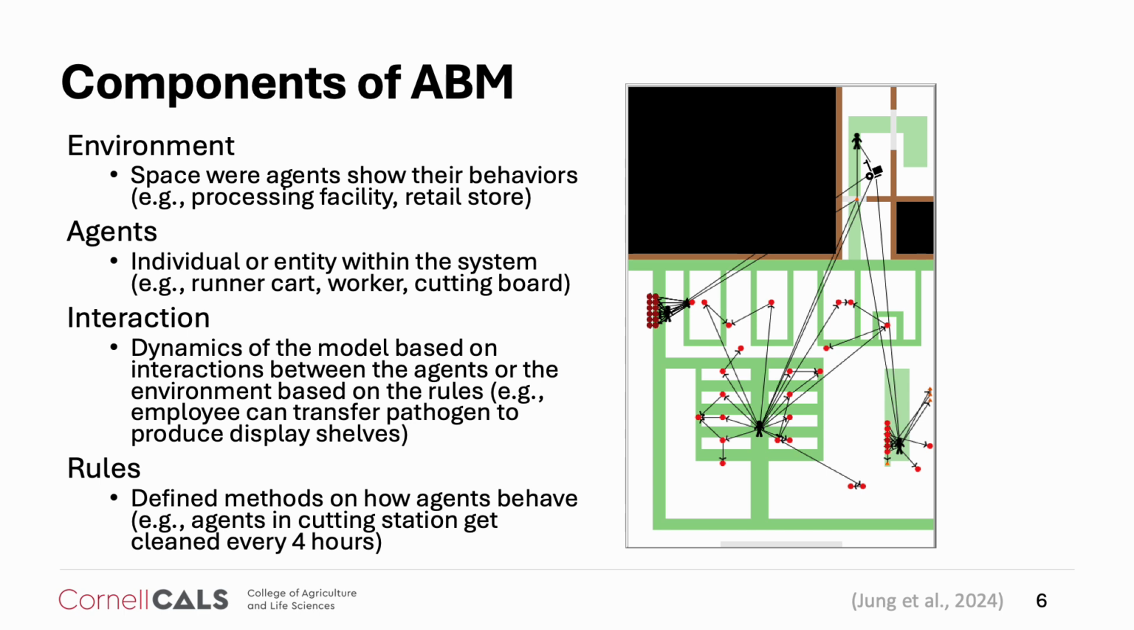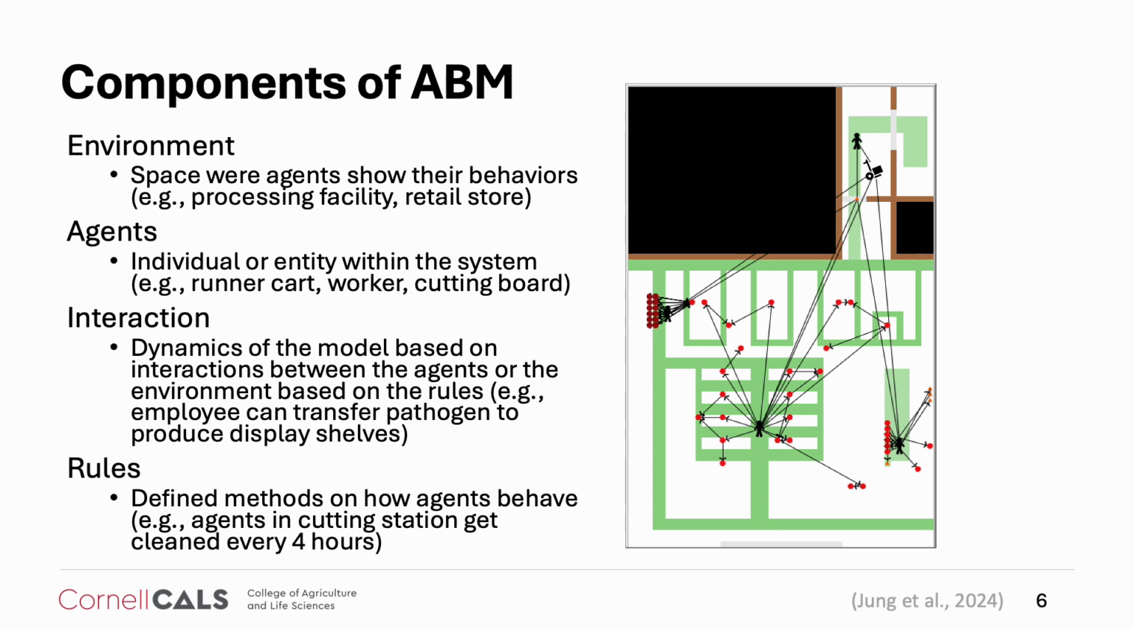Okay, so in an ABM, there is an environment, which is a space where agents show their behaviors. This example here shows a floor map of where things that could be involved in pathogen transmission are located in the produce section of the retail store. This area here represents the storage room. This area represents the cutting station. This area shows different dry produce display shelves, and this specific area represents the misted wet shelf section.